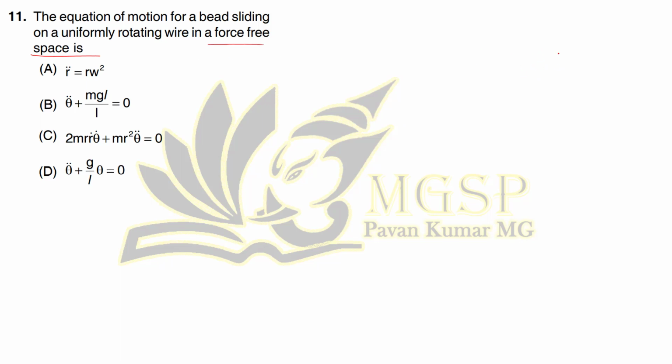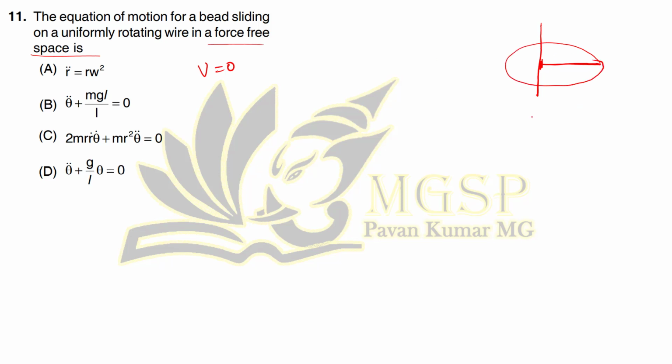The wire is rotating in a uniform frame. Suppose let's consider this as a wire, and let this end be fixed, and we'll consider this as an axis. They have given a uniform rotating frame, force-free space. Force-free space means in this case the potential becomes 0. Now, it is rotating.